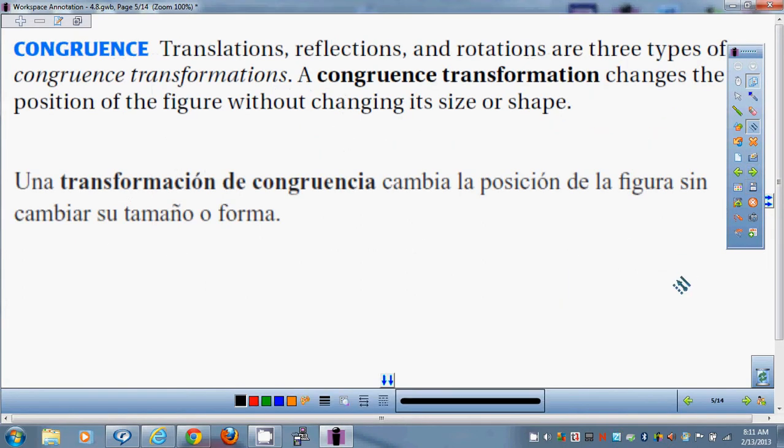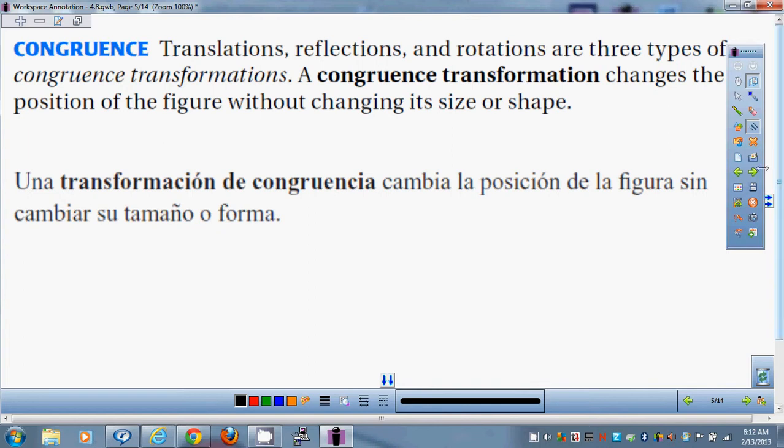Congruence transformation. You don't have to write this down because everything we're doing today is a congruence transformation. Basically, you have these context clues. They're transformations with congruent pieces. In other words, your pre-image is congruent to your image. They're all going to be like that today. If at any point today your pre-image is not exactly the same as your image, just turned or flipped or something, then you've done something wrong. All three of these are congruence transformations. Okay.